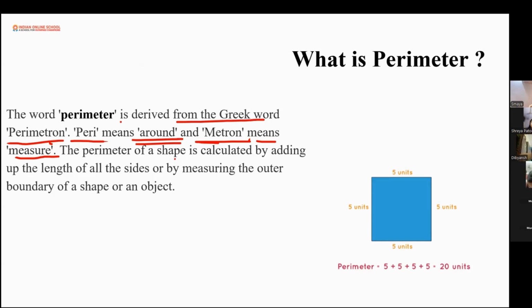Okay? So for example, suppose I have this square. This is a square of 5 units now. So if I have to find the perimeter, what do I do? Perimeter means calculating around, joining around everything.